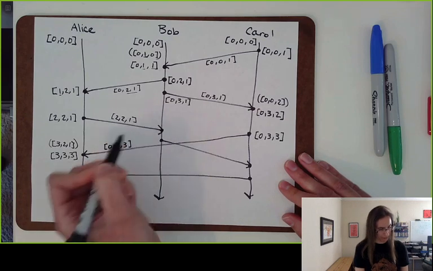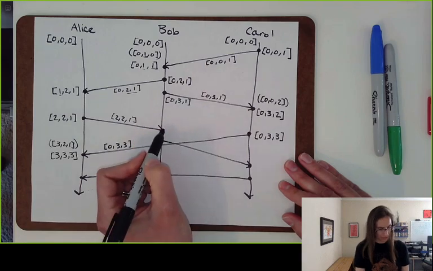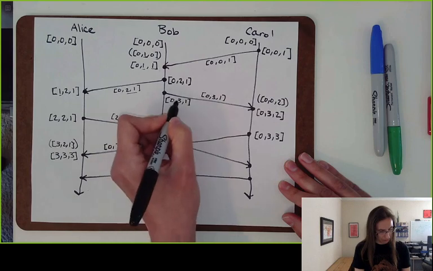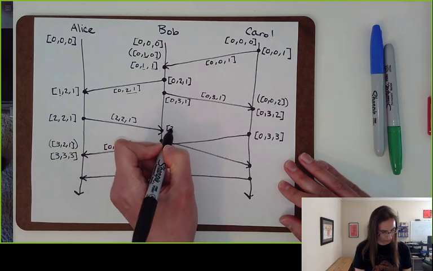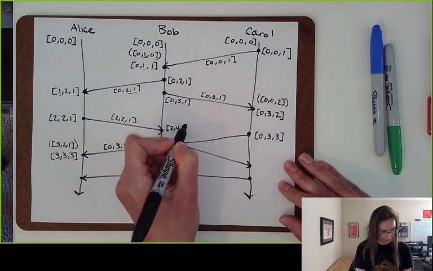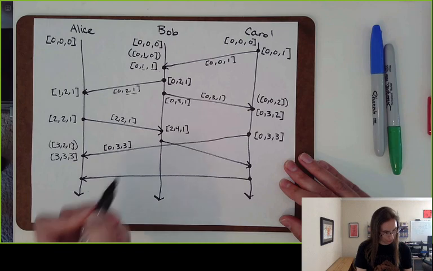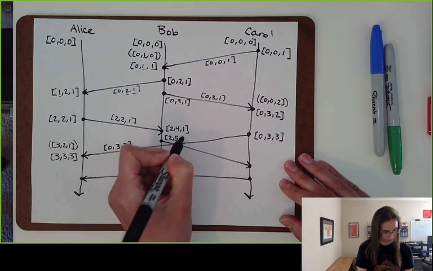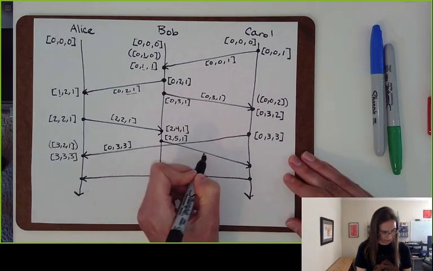Here we are at Bob. Combine 2, 2, 1 with 0, 3, 1, making sure to increment Bob's local entry for himself, and we get 2, 4, 1. Here's another event on Bob. So this one is going to have to be 2, 5, 1. That gets sent along here.